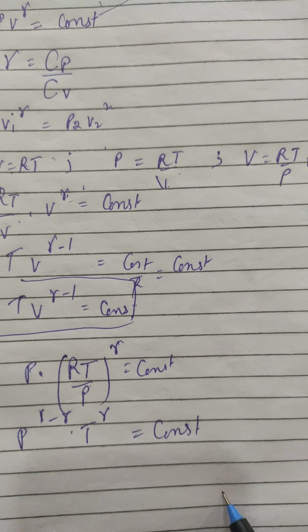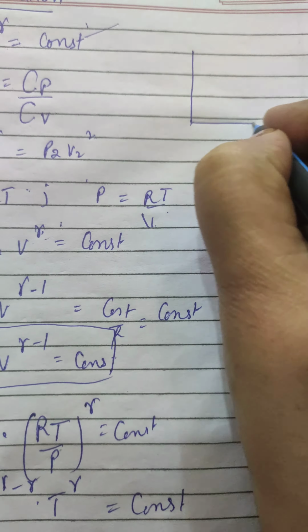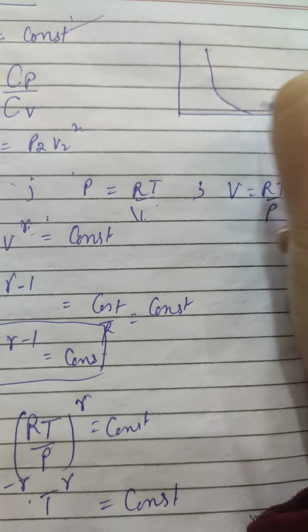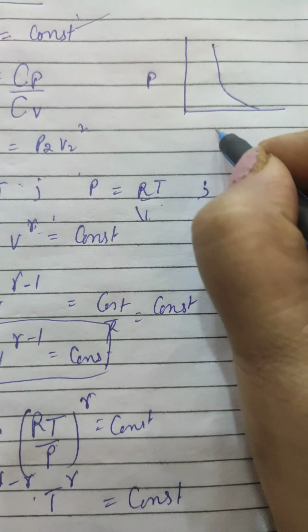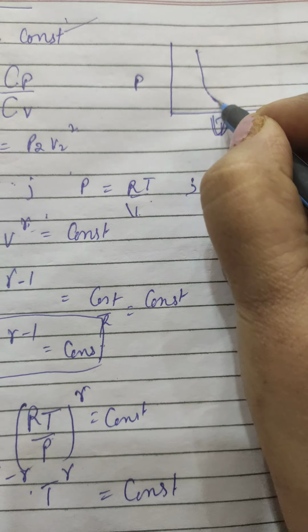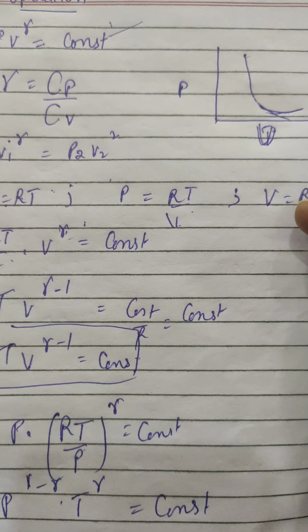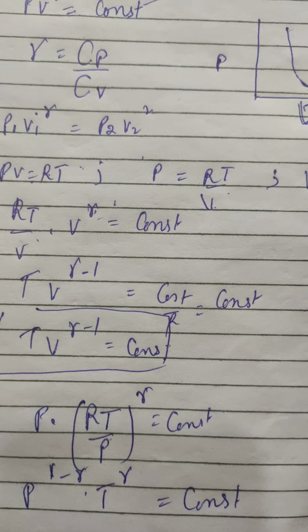Now if we talk about the curves, adiabatic curves will be exactly like the isothermal curve, which will be like this curve, because in this case also, when we decrease the pressure, the volume will increase, and again if we increase the pressure, the volume will decrease, depending upon whether the process is compression or expansion.